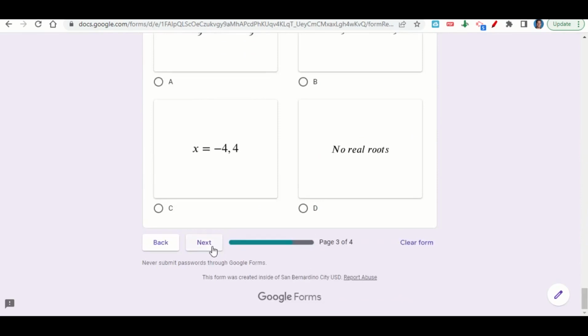When you get to the end, go ahead and click Next. This will take you to your Before You Go. Go ahead and fill out your Before You Go and then submit your work on Google Classroom.